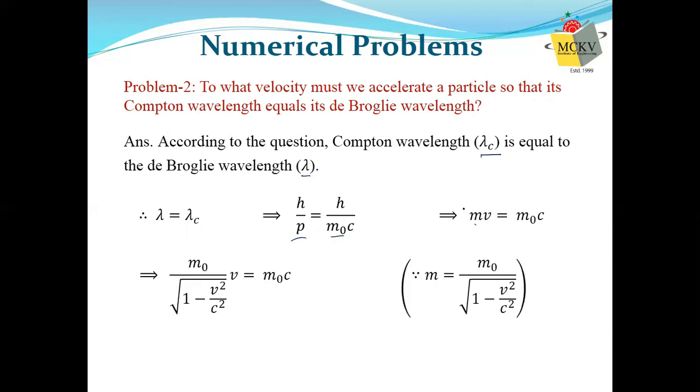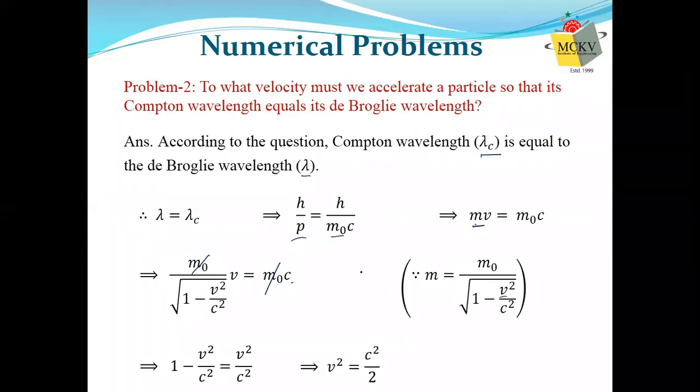Now from relativistic mechanics, we know that the mass of a particle moving with a velocity v is m naught by root over 1 minus v square by c square. So instead of m, we can write the relativistic mass as this, and in doing so, m naught is cancelled out from both sides, so that 1 minus v square by c square equals v square by c square. So from that, we can say v square equals c square by 2, or the velocity of that particle equals 0.707 into c.